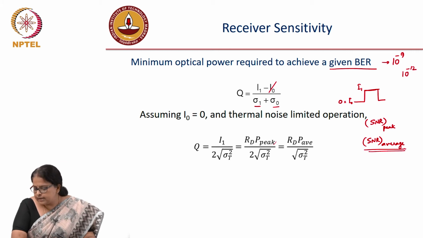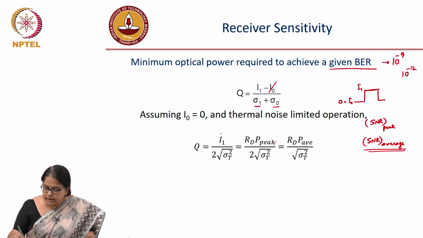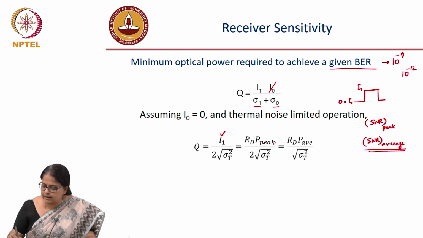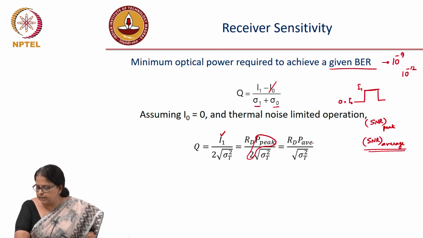So if I write this in terms of, because now here I am talking about only I1, I have to now say that this is corresponding to the peak power, and for a non-return to 0 50% duty cycle, your peak power and average power is related as P peak by 2 is your P average. So I can replace this with P average. So your Q is nothing but RD times P average divided by the thermal noise standard deviation, right.